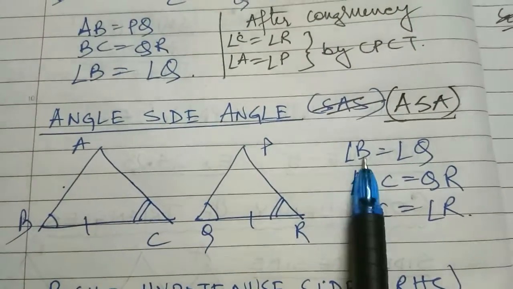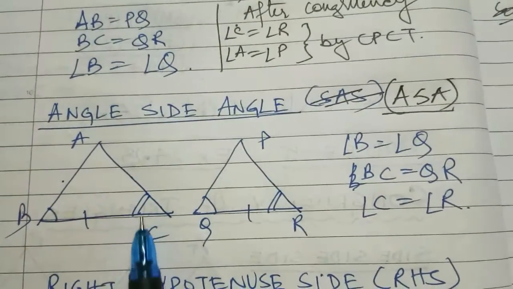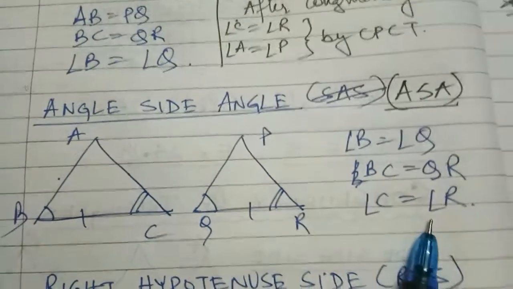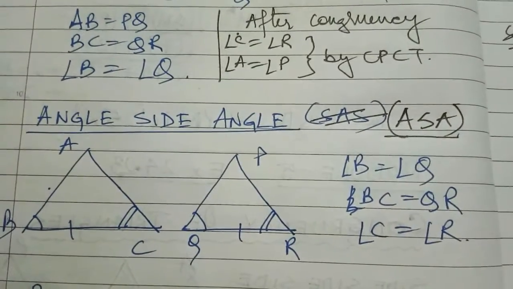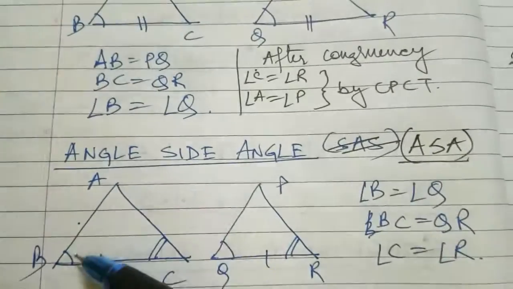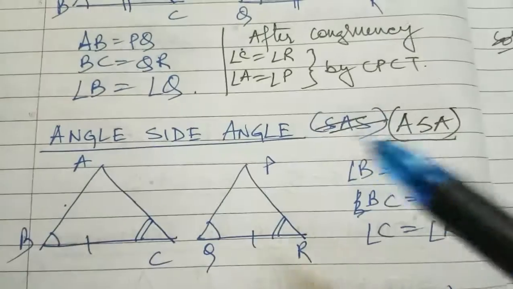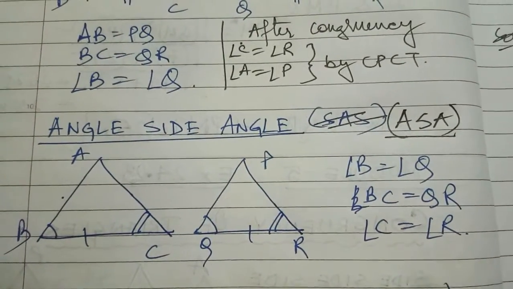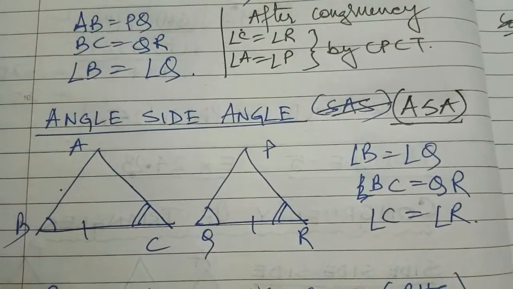Here also see the same thing, angle B equals angle Q, BC equals QR, and angle C equals angle R. That means it is also equal by the angle side angle rule. If it is asked whether AB equals PQ, yes, it is equal. How? What will you say? It is going by CPCT. This practical part we will be doing in the exercises.